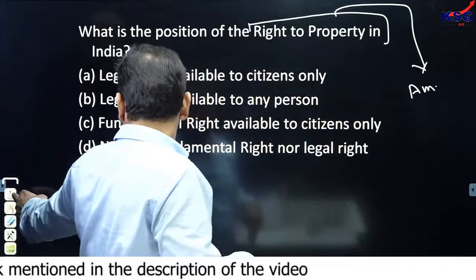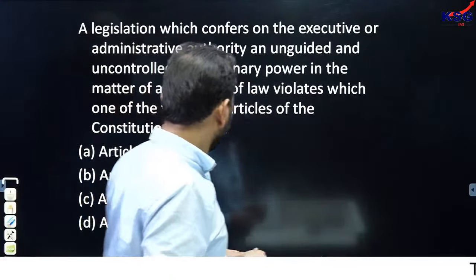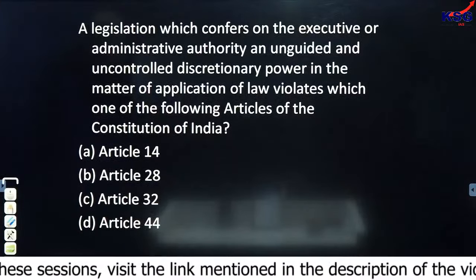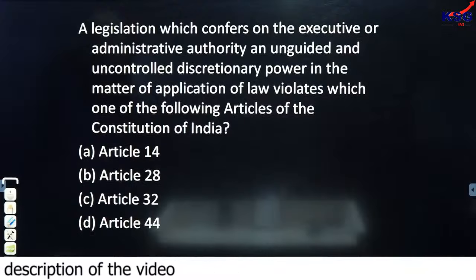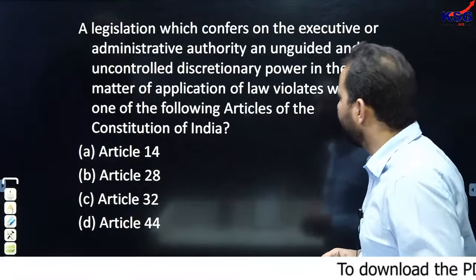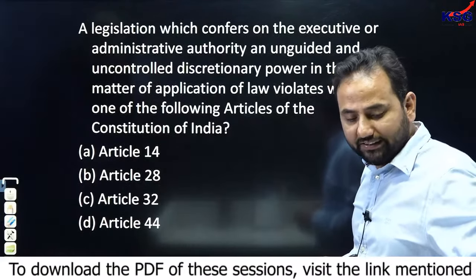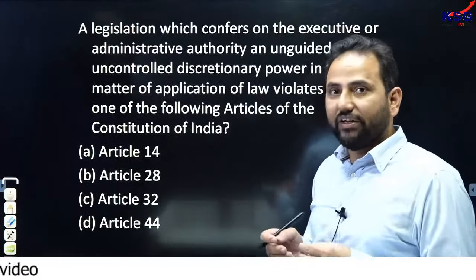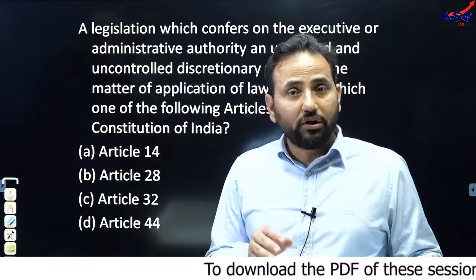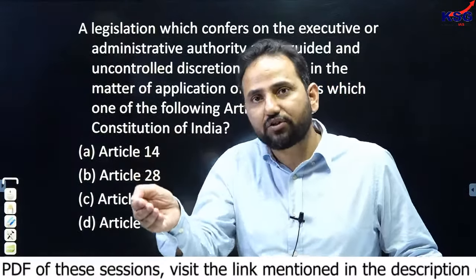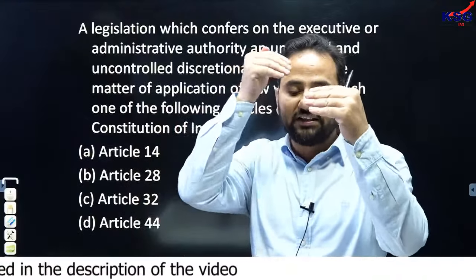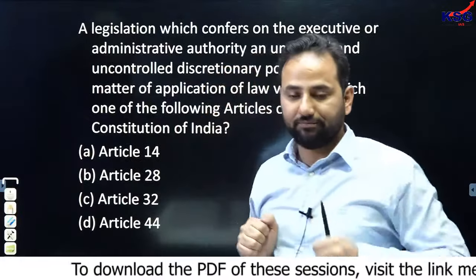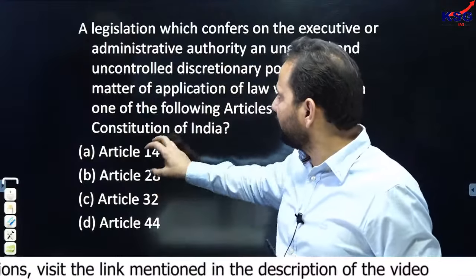Third last, okay. A legislation which confers on the executive or administrative authority an unguided and uncontrolled discretionary power in the matter of application of law violates which one of the following articles of the Constitution of India? Dear, this question is talking about equality before law and equal protection of law. As we know, equality before law and equal protection of law is not only with reference to executive actions, but also with reference to legislative actions. So executive as well as legislative actions both need to be seen with reference to this, and this comes under the right to equality. Clear? The rest of the provisions are not associated with this.